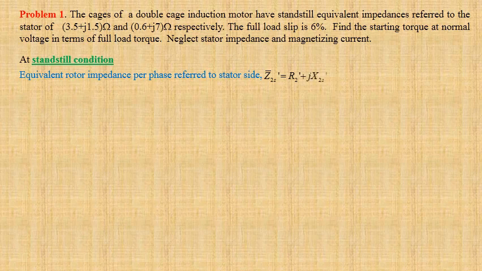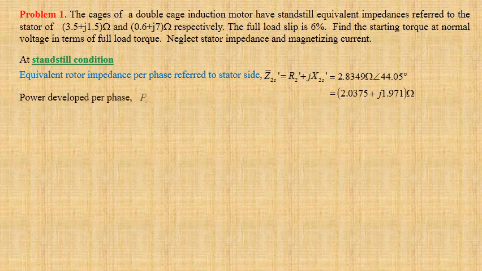We have computed at standstill condition equivalent rotor impedance per phase referred to stator side, Z2S dash equals R2 dash plus jX2S dash equals 2.8349 ohm at an angle 44.05 degree. This may be written in Cartesian form as 2.0375 plus j1.971 ohm. Power developed per phase PDS equals I2S dash square into R2 dash, that is equal to E2S dash by Z2S dash whole square into R2 dash.